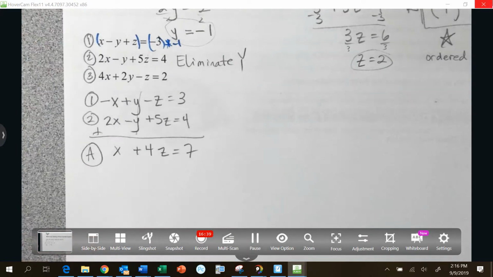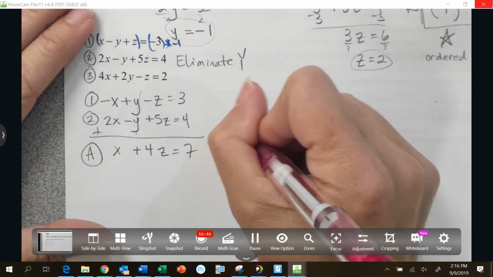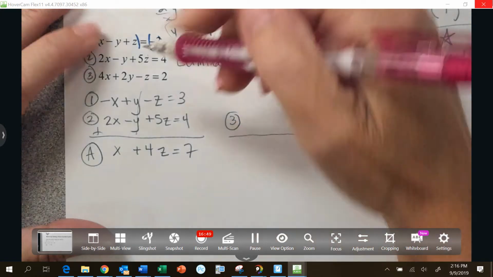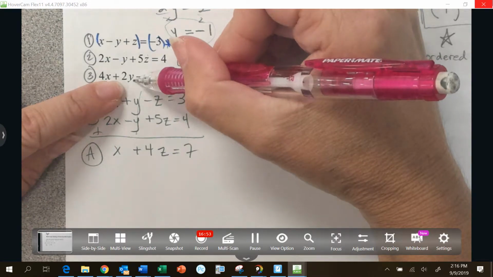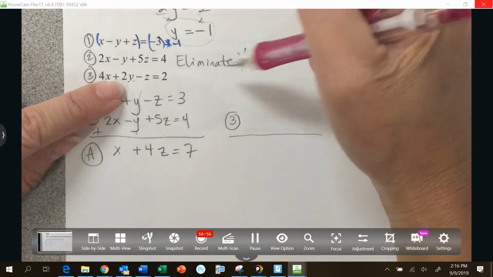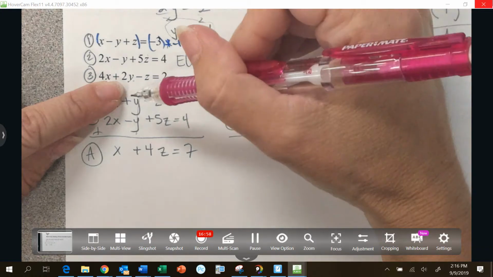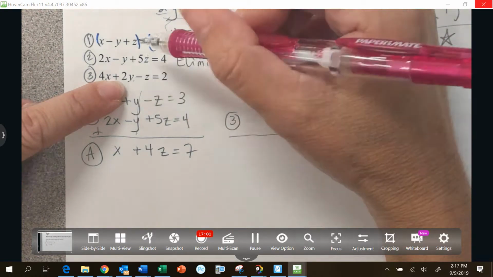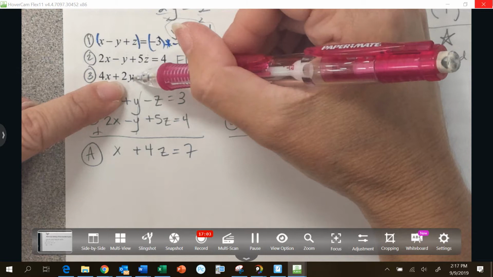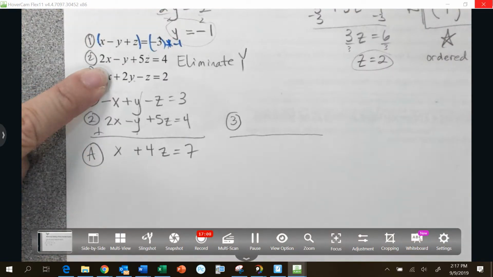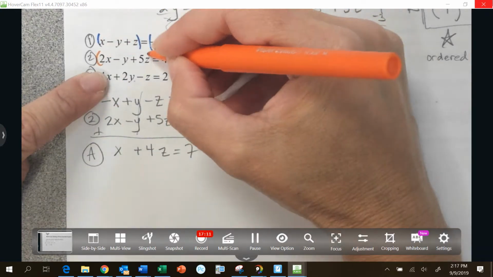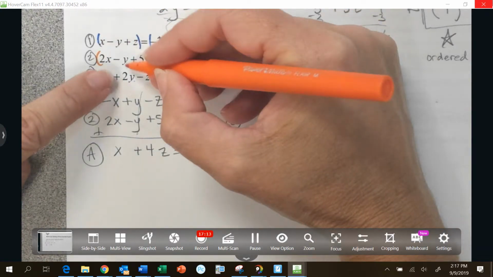But I have to have 2 equations with 2 variables. I am going to have to use equation 3, but I can't use 3 by itself. So I'm looking at equation 3 that has a 2y, and you have to eliminate the same variable. It has to be y both times. So if I'm getting rid of y, and this is positive 2y, maybe I'll multiply equation 2 by what number? What can I multiply equation 2 by?